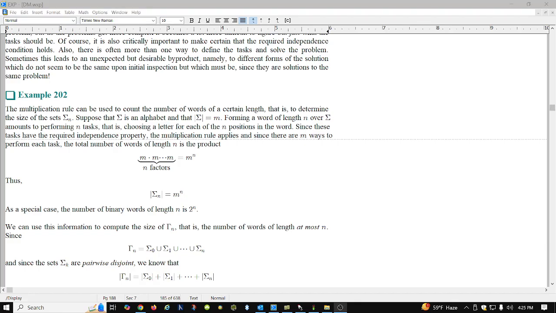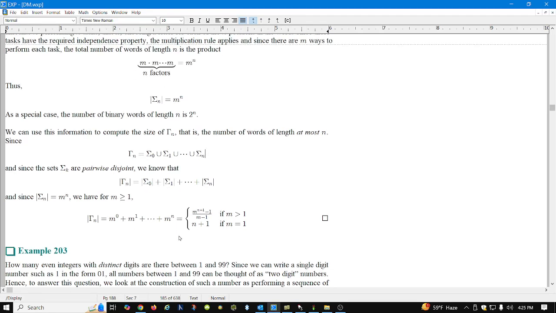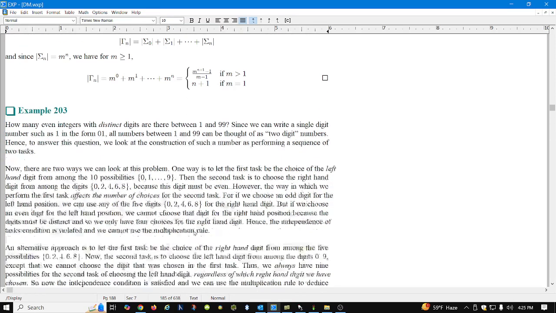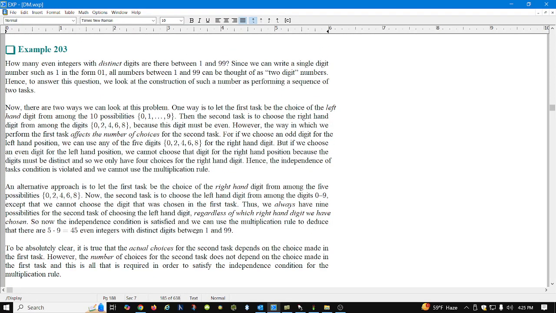You can use what we've just done to compute the size of gamma sub n, which, if you recall, is the number of words of length at most n. And I'm going to skip over this. It's not very long because I think it would be good practice for you to do.